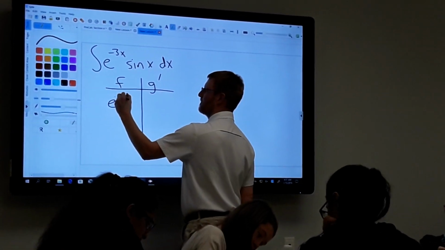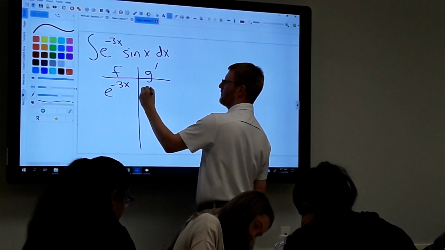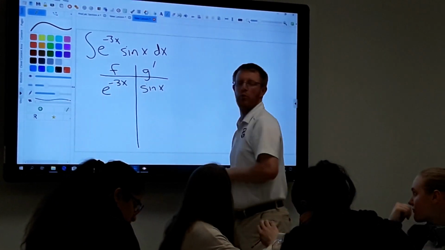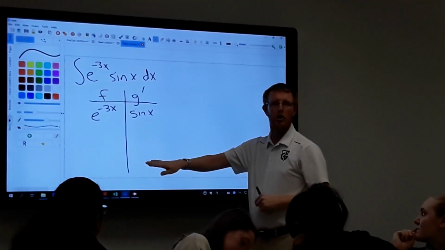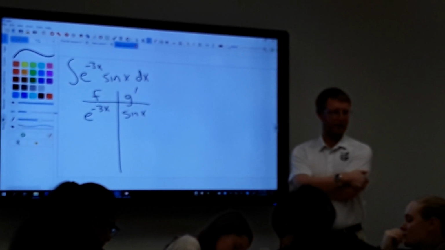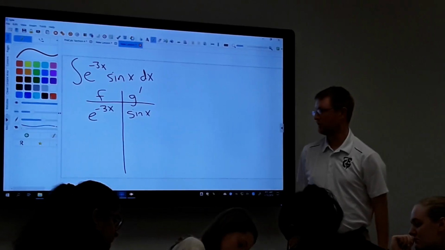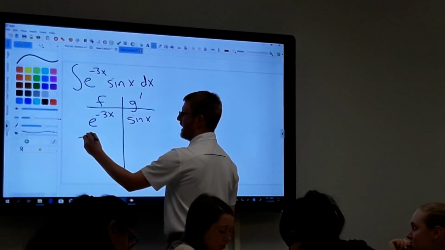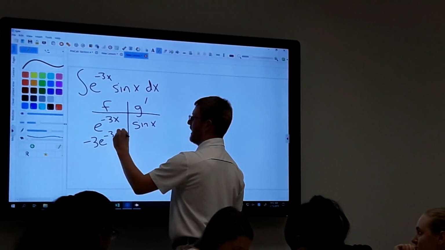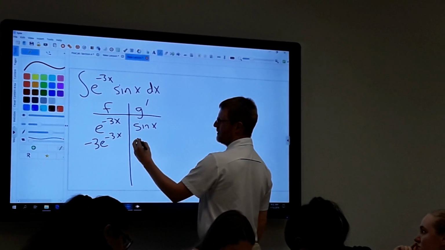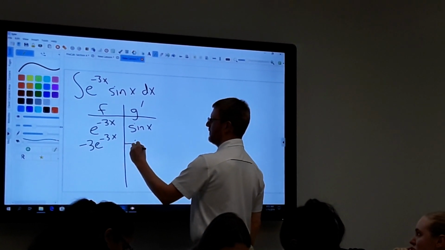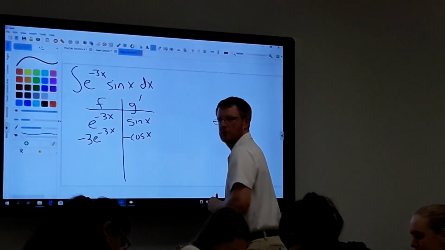This is going to be a work in progress, but your f is going to be e to the negative 3x. Your g prime is going to be sine of x. And what we're going to do is integrate down until it looks like we have the exact same thing that we started with. Does that make sense? Okay. On the same line, this will be negative 3e to the negative 3x. This will be negative cosine of x. You guys with me?